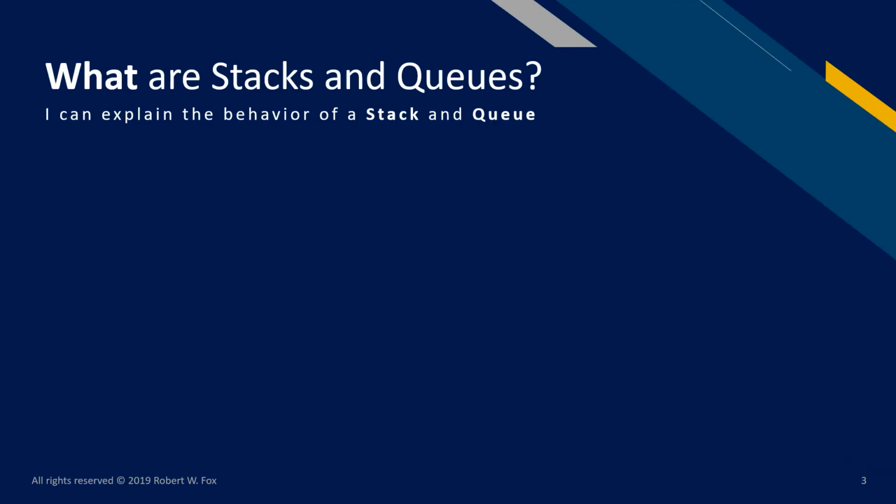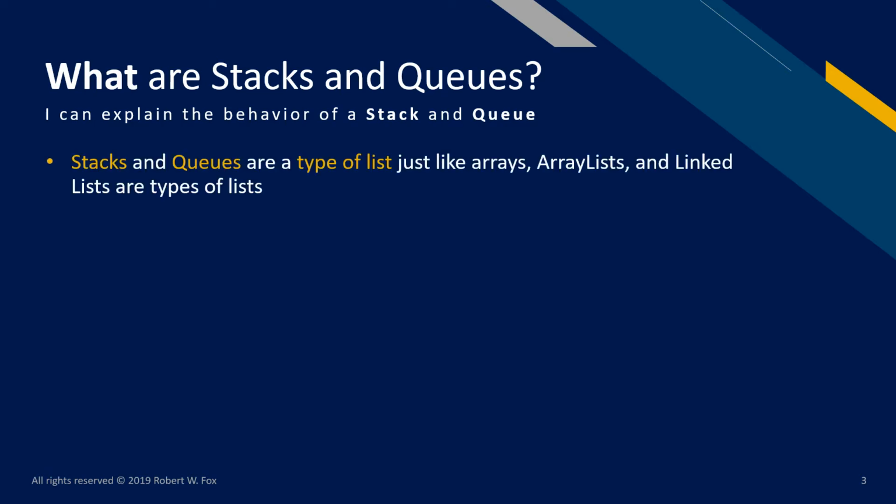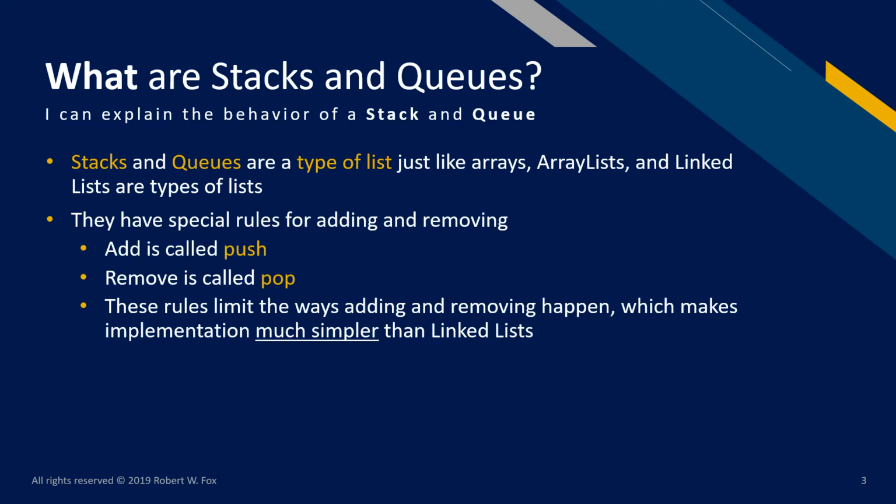Before we dive into the details, let's just talk in a broad sense about what a stack and a queue is. First of all, stacks and queues are a type of list. Just like an array is a list, an array list is a list, and a linked list is a type of list. However, stacks and queues have special rules for adding and removing. With arrays and array lists and linked lists, generally speaking, you can add anywhere you want, at the beginning, at the end, in the middle.